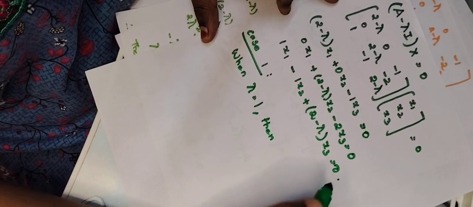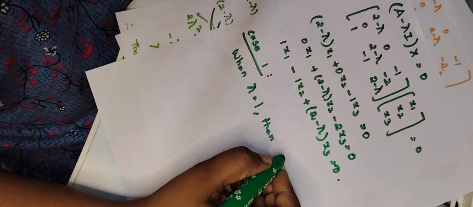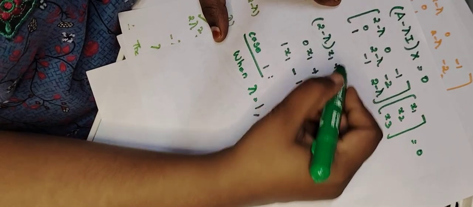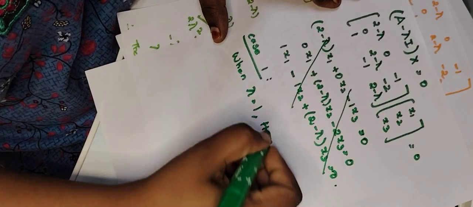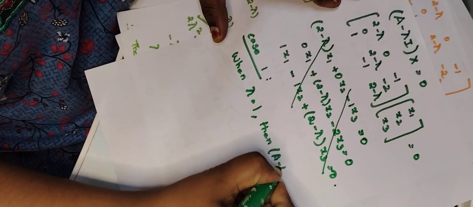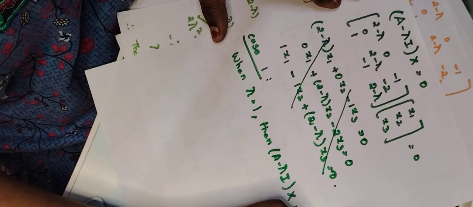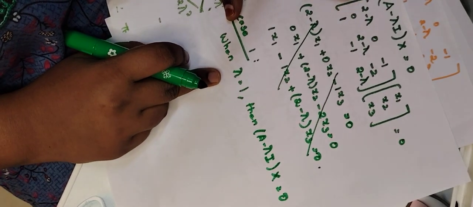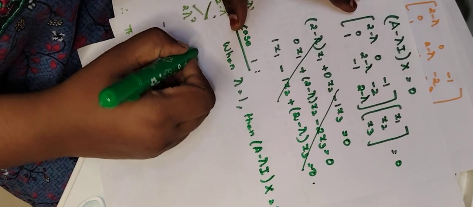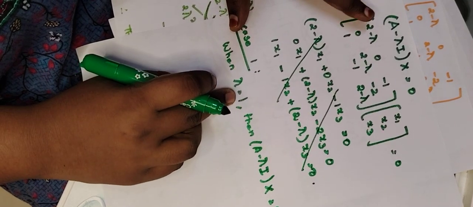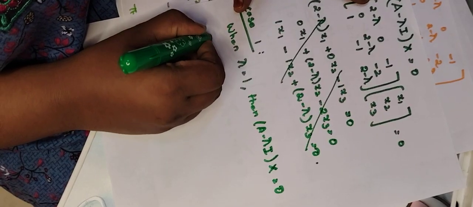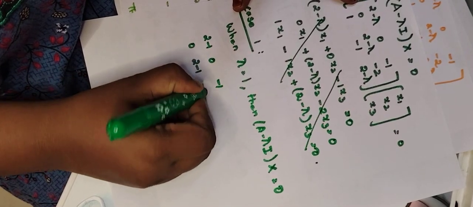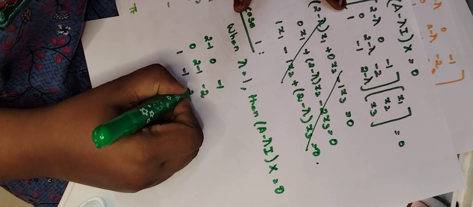A minus lambda I will be then, no need to write this. When lambda equal to 1, according to the condition of the eigenvector, it is A minus lambda I into x equal to 0. So now substitute lambda equal to 1 in A minus lambda I. We get 2 minus 1, 0, minus 1, 0, 2 minus 1, minus 2, 1, minus 1, 2 minus 1.